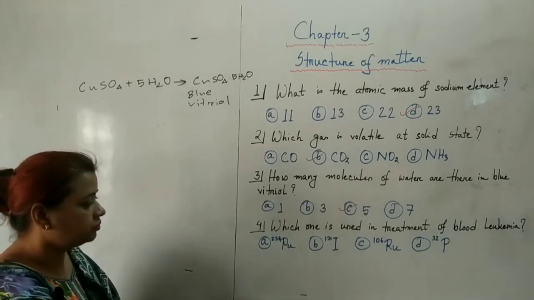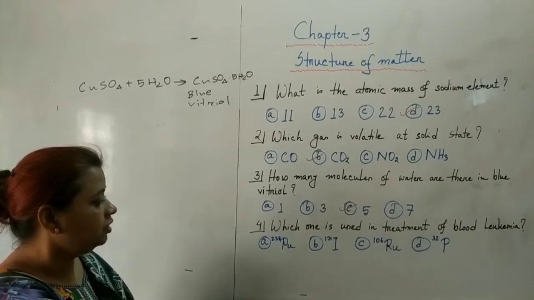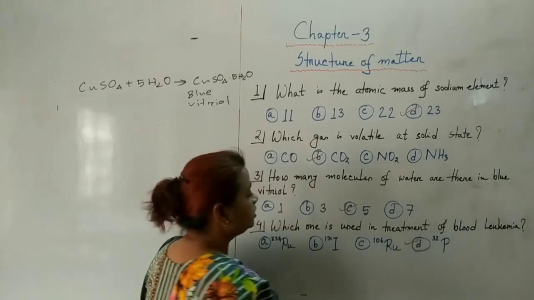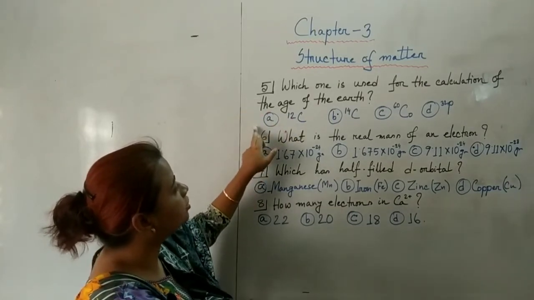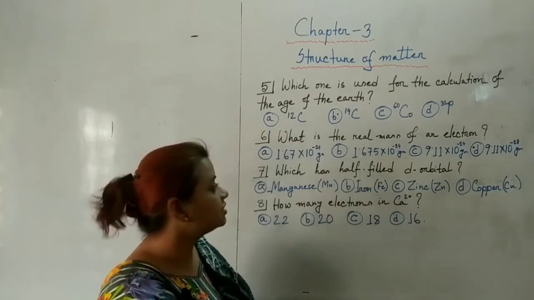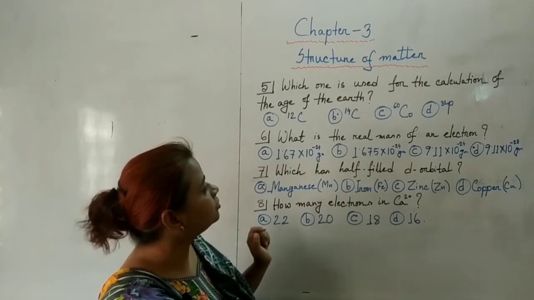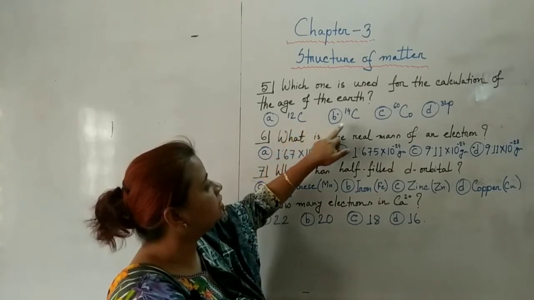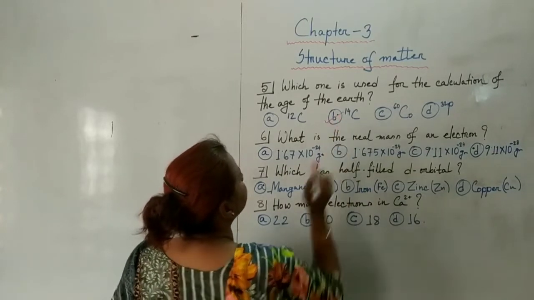Question number 4. Which one is used in treatment of blood leukemia? You know that phosphorus-32, this isotope, is used in treatment of blood leukemia. Now question number 5. Which one is used for the calculation of the age of the earth? You know about radioactive isotopes. Some of the isotopes are used for detecting disease. Some are used for the treatment of different types of disease. And one isotope is used for the calculation of the age of the earth, and this one is carbon-14.